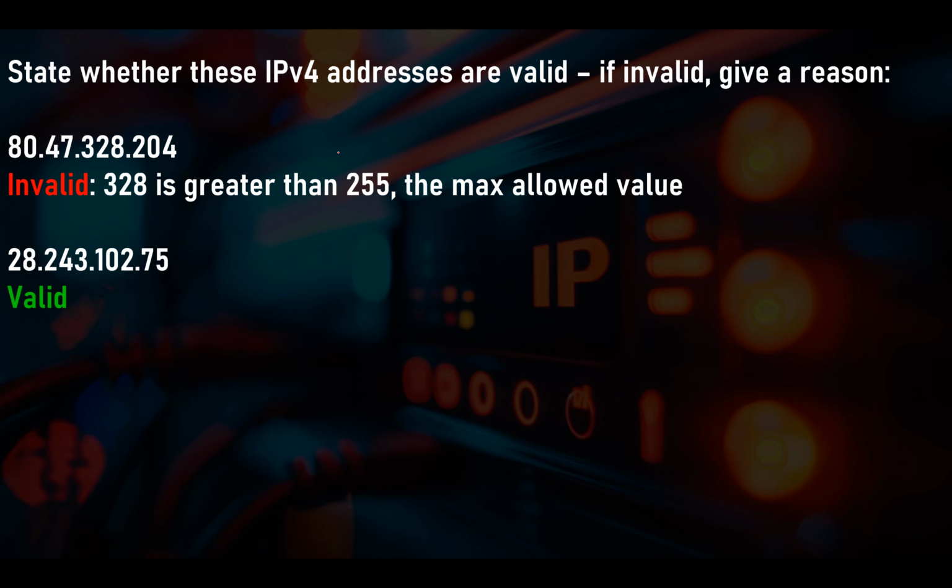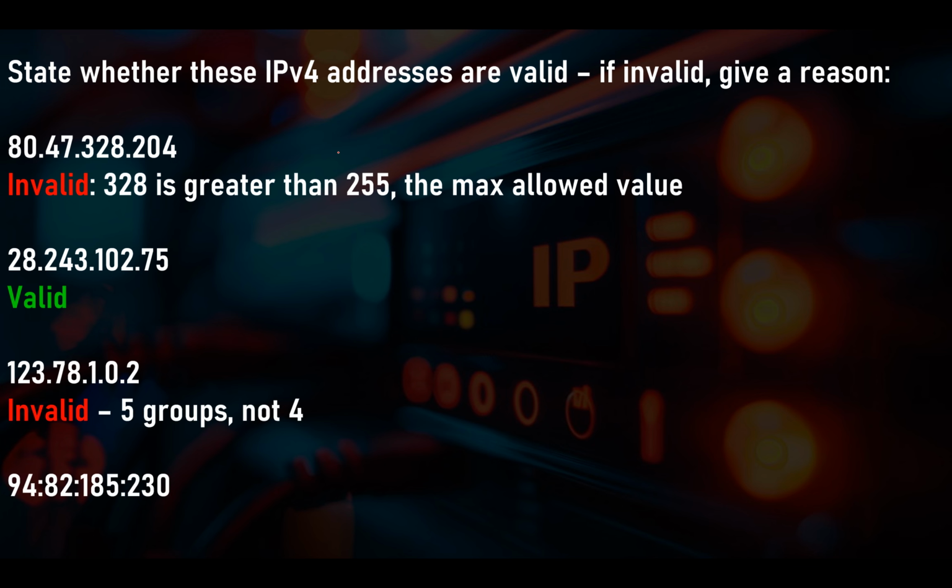Then if we look at the next one, have a think. Okay, so this one is going to be valid because there are 4 groups, they're separated by a dot, and each group is between 0 and 255. Then look at the next one. Pause the video if you need to. Here you can count how many groups, and if you count, it's invalid, there are 5 groups, not 4.